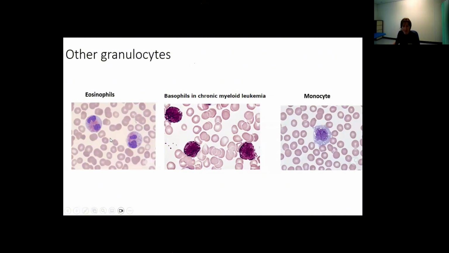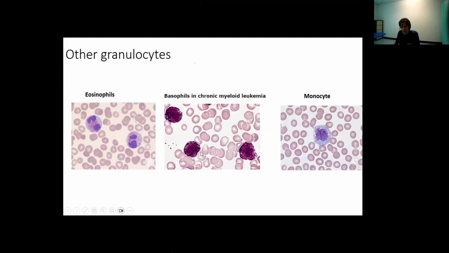Just to mention, the eosinophils should be less than 5% of the white cells. Often the nucleus is bilobed. And you would see an increase of these in parasitic infections, in allergy, and in some autoimmune conditions as well. You can see them in some hematological malignancies, particularly Hodgkin's lymphoma.